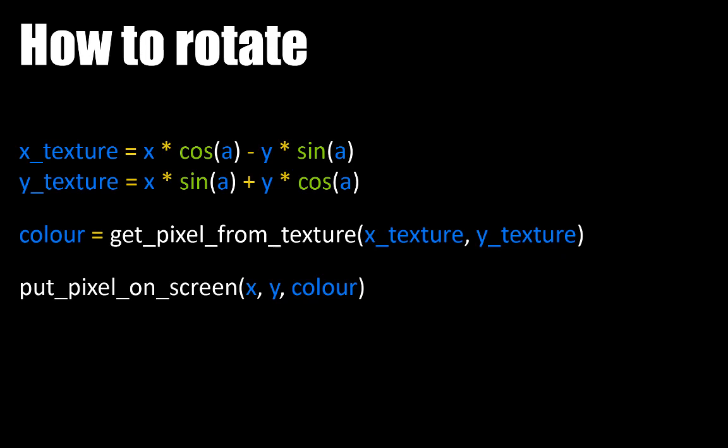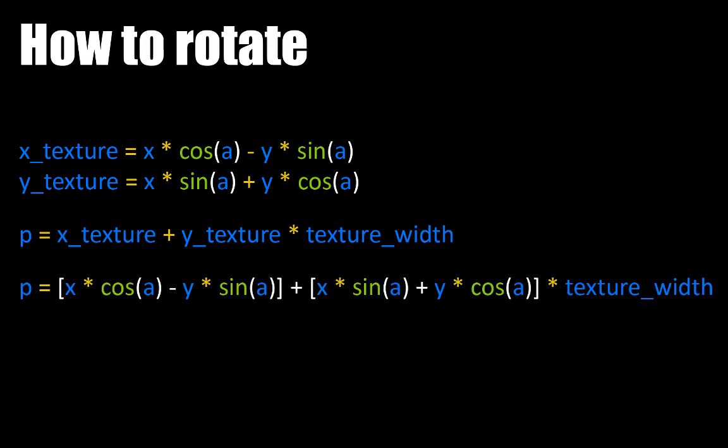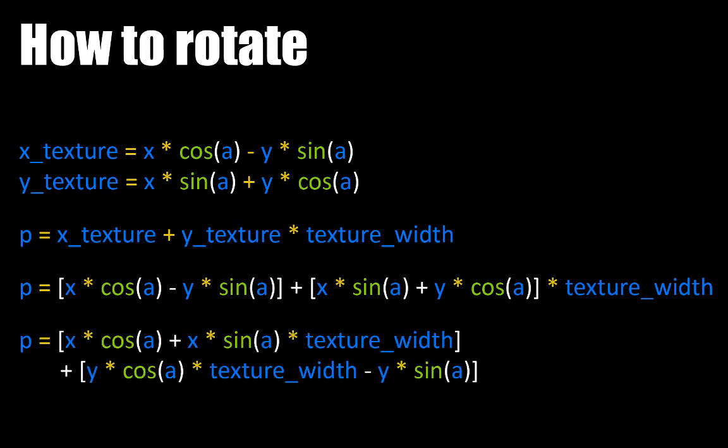Of course, in memory, the texture image will be just one continuous buffer of pixels, and we really only need a pointer into the texture. This pointer can be written like this. Put that into the upper formula and we get this. Now we regroup the formula's x and y factors and get this. Or simply, this is a very nice result.